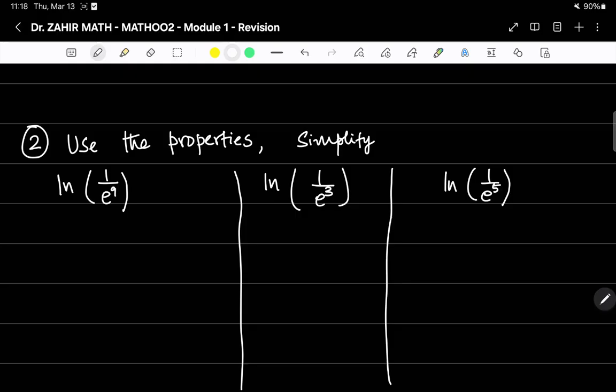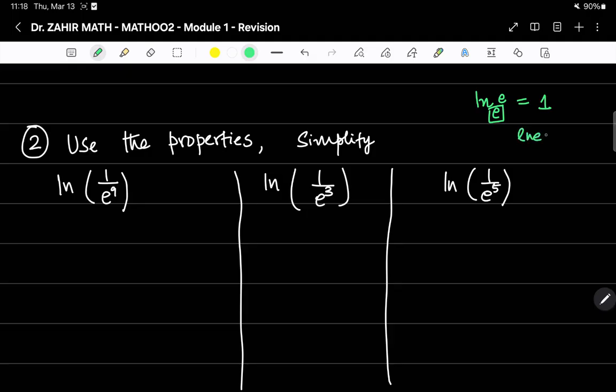Everybody okay? Before going to these questions, let me tell you some ideas. ln means what? Base is e. Keep in your mind. So ln e, to the base e, is going to become 1. Keep in your mind.